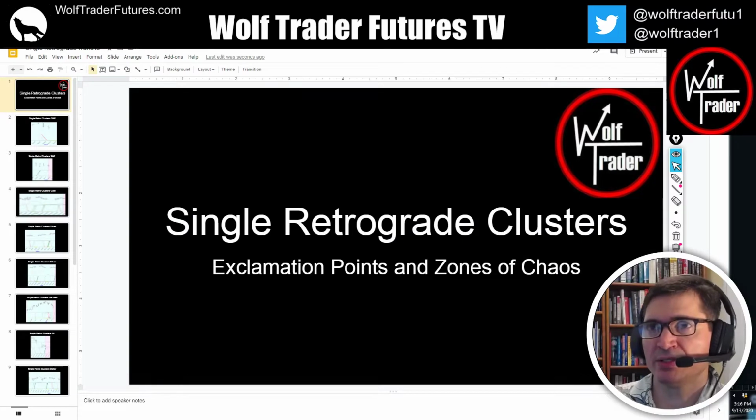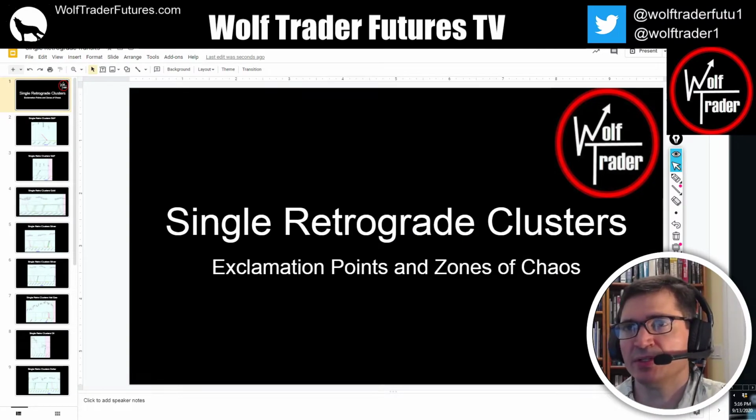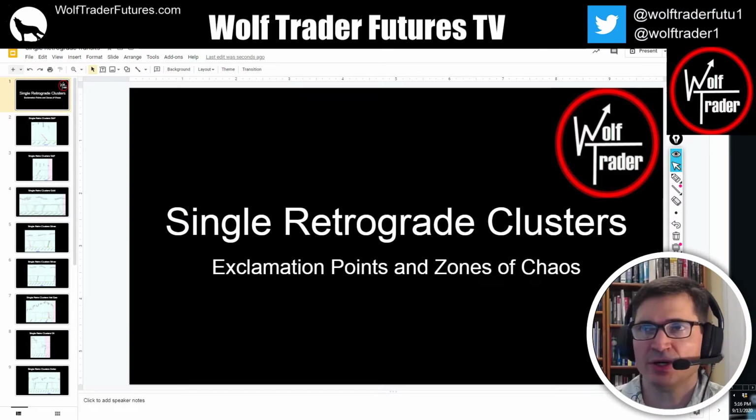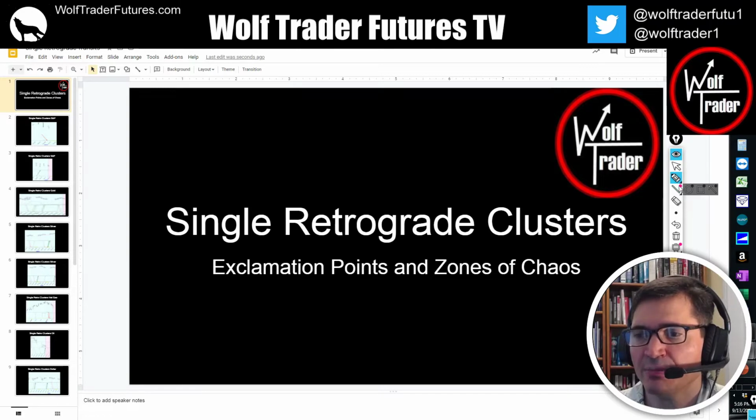All right, so now we're going to talk about the single retrograde clusters. This is what I was talking about on the chart. This is the new blue arrow. These single retrograde clusters are dealing with retrograde stations, okay? And when planets make stations, they're making exclamation points. They're making a point to tell you something about the market. So this is an exclamation point and zones of chaos.